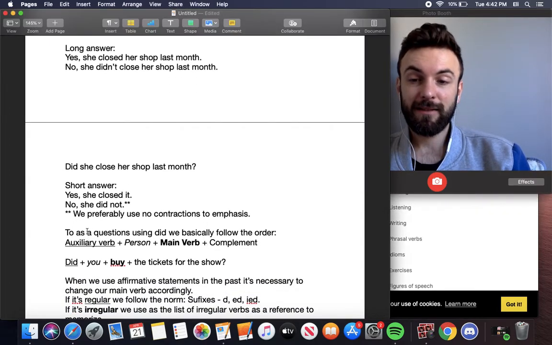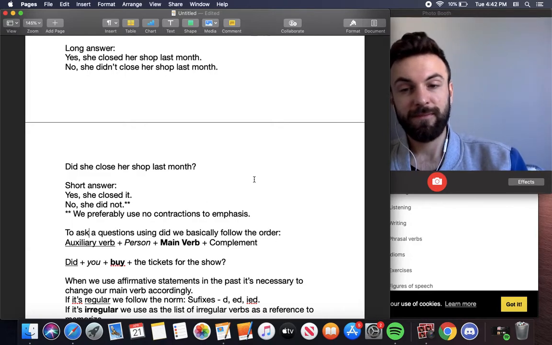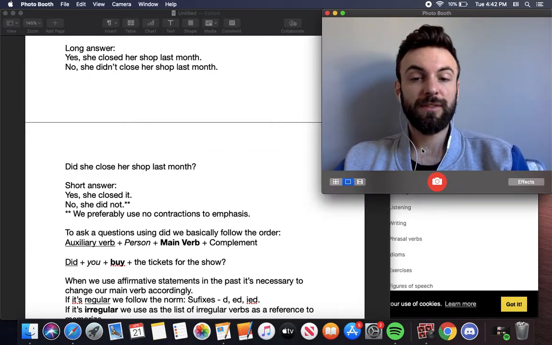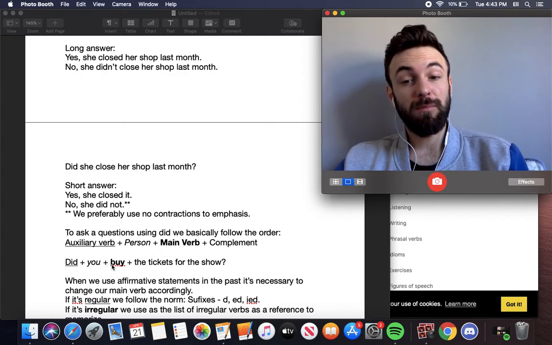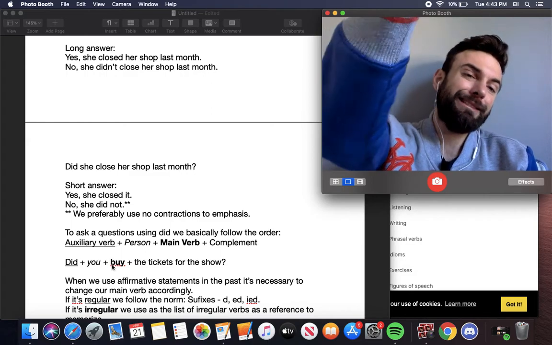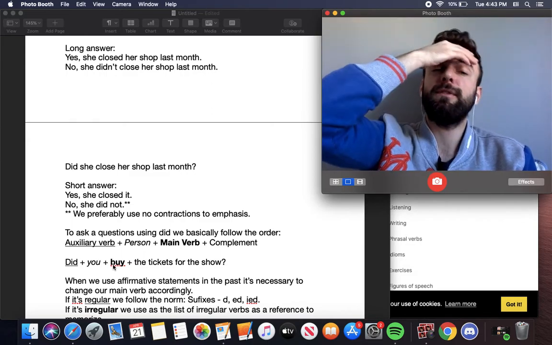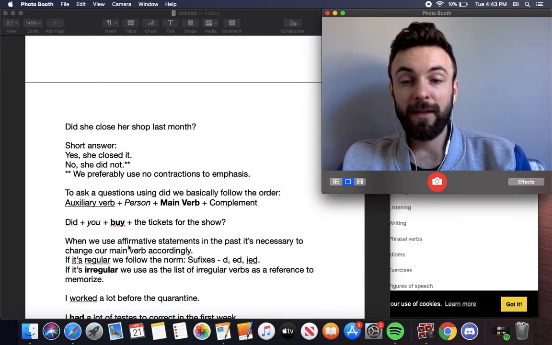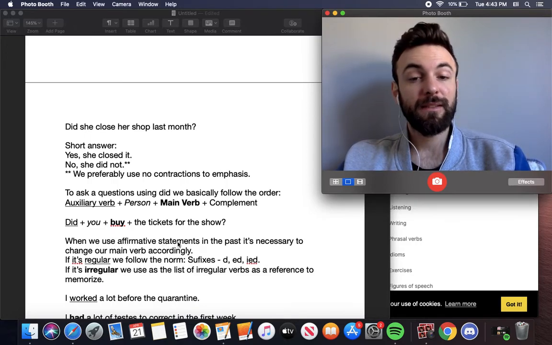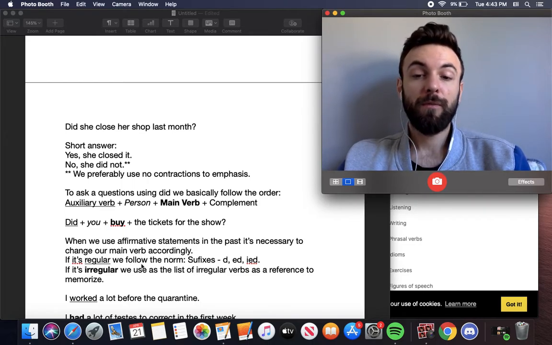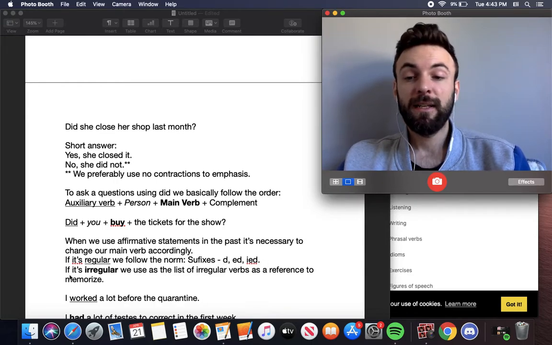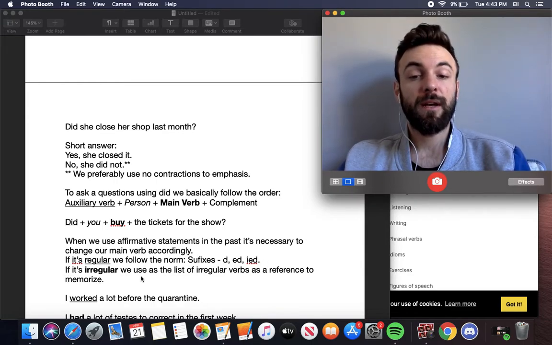It's actually really easy. To ask a question using did, we basically follow the order: auxiliary verb, person, main verb, complement. So did you buy the tickets for the show last night, last Saturday, at any finished moment in the past? And when we use affirmative statements in the past, it is necessary to change our main verb accordingly. So if it's regular, we follow the norm, suffix ed, and if it's irregular, we use the list of irregular verbs as a reference to memorize.